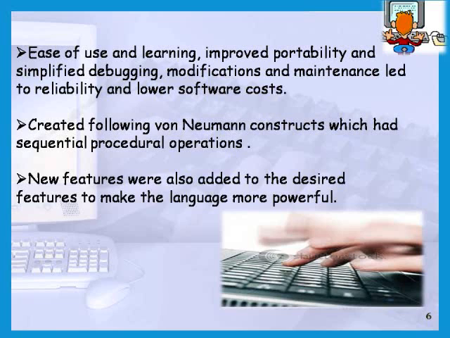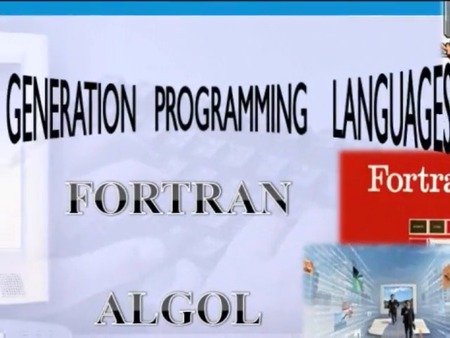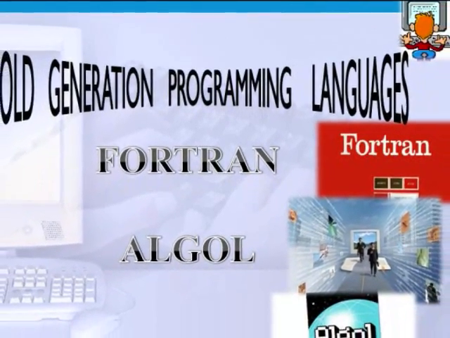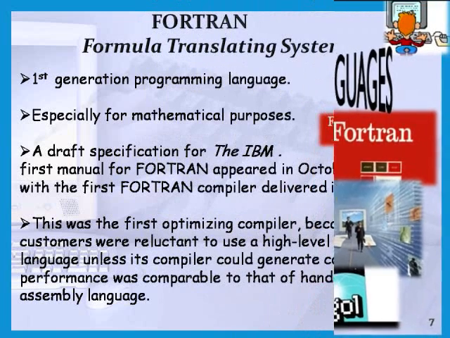Some languages were improved over time and some were influenced by previous languages, taking the desired features thought to be good and discarding unwanted ones. New features were also added to the desired features to make the programming language more powerful. Third generation programming languages: Fortran and Algol.